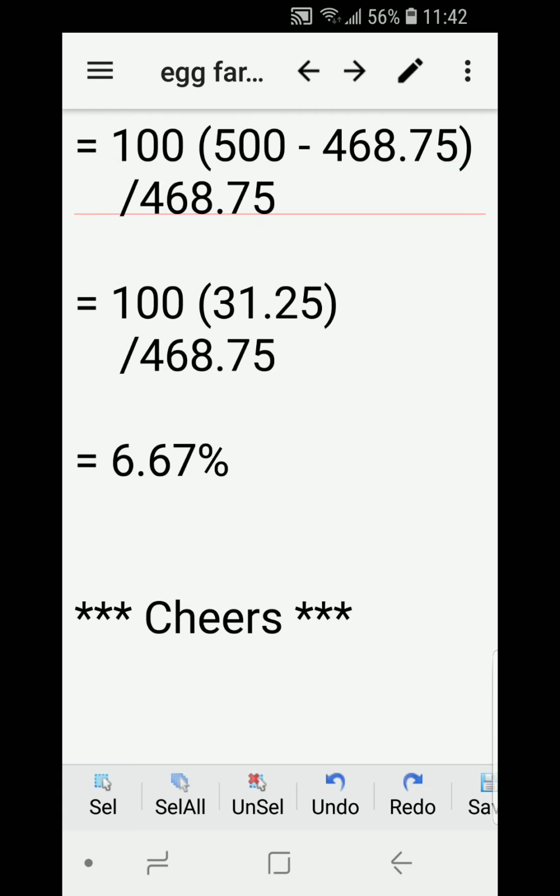That's the new gain. So now the new gain is lesser. It used to be 20%, so it's now like a third, or about a third of his previous gain.